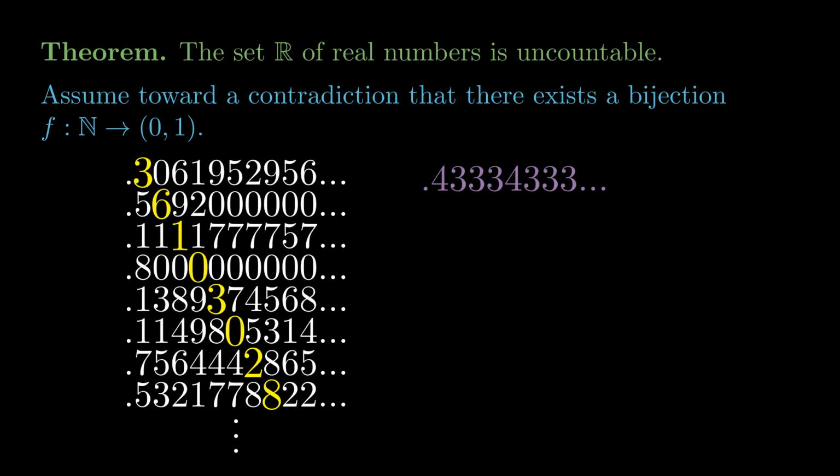And there's a reason to avoid using 0 and 9. But then Cantor could write down this number. And since two numbers can only be equal if they have the same decimal expansion, this number isn't on the list, which is a contradiction.